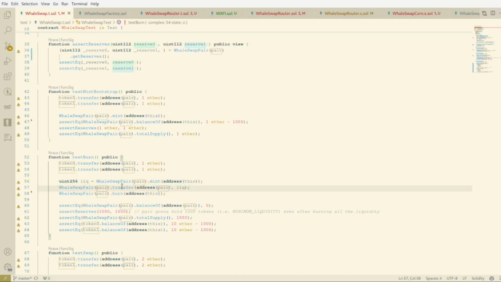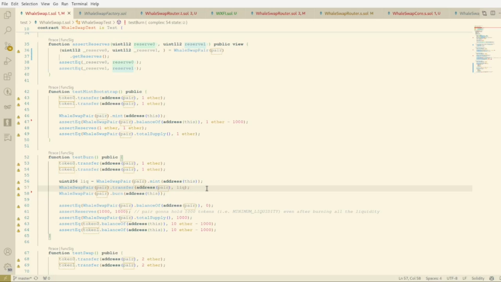After that we transferred all of the liquidity tokens to the pair contract. It is currently done manually, but in an actual scenario it would be done by the router contract, because only then will the pair contract be able to burn the liquidity. As long as we are holding the whale tokens, the pair contract cannot control or burn them.